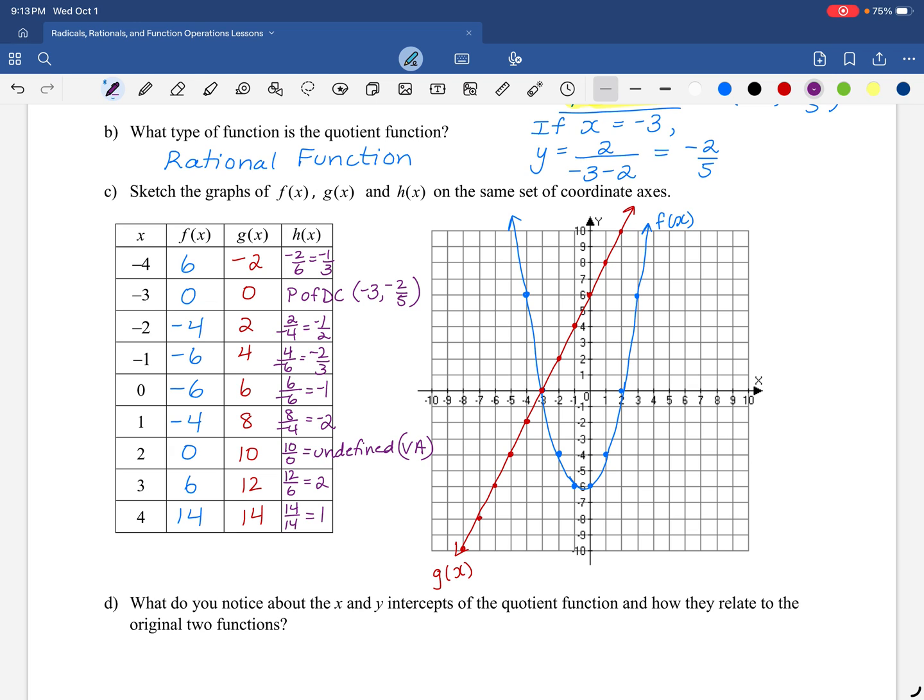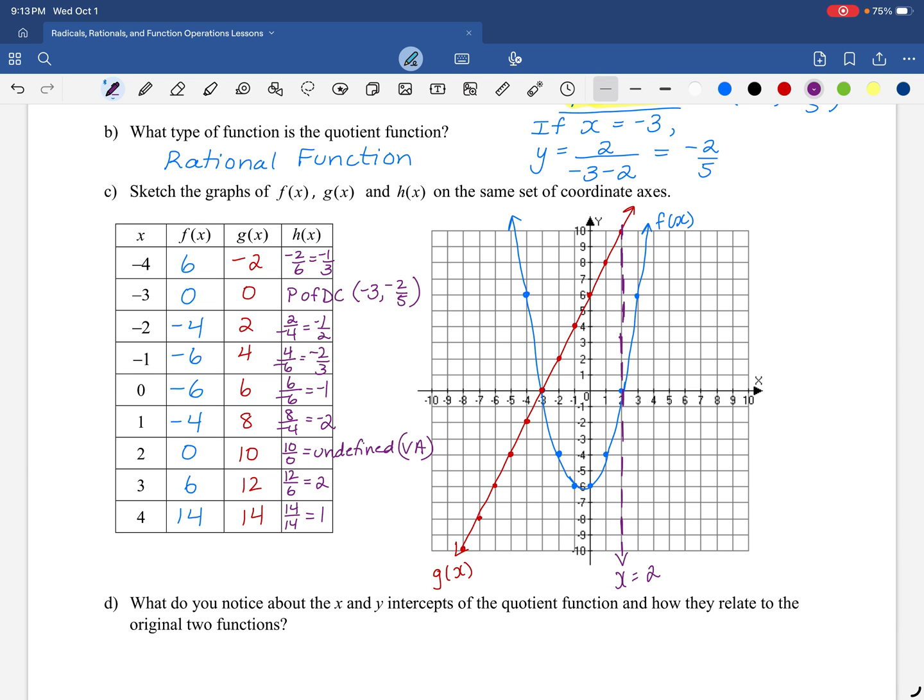Okay, let's go ahead and plot these things. The first thing I'm going to do is put that asymptote vertically in here. That's happening when x is equal to 2. So we do have a vertical asymptote right here. I'll try to make it look a little bit thicker so everybody can see it. So this is your vertical asymptote. This is x equals 2.